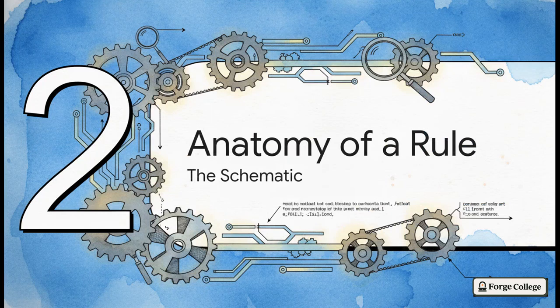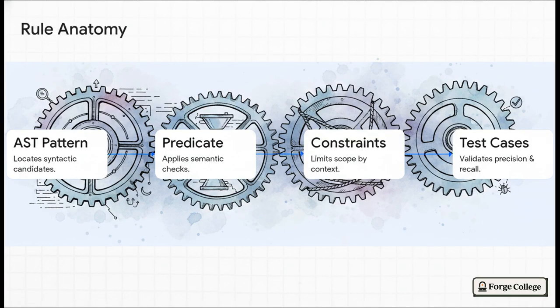Moving right along to Section 2. Let's look at the anatomy of a rule. What's really fascinating here is how we can break down a rule into its mechanical components. So, a custom rule is basically a highly precise machine made up of 4 distinct parts.